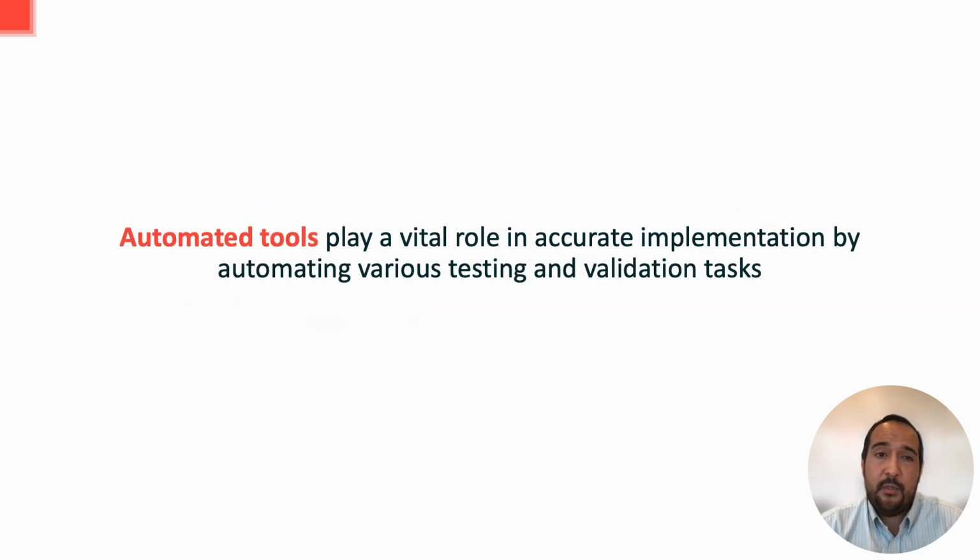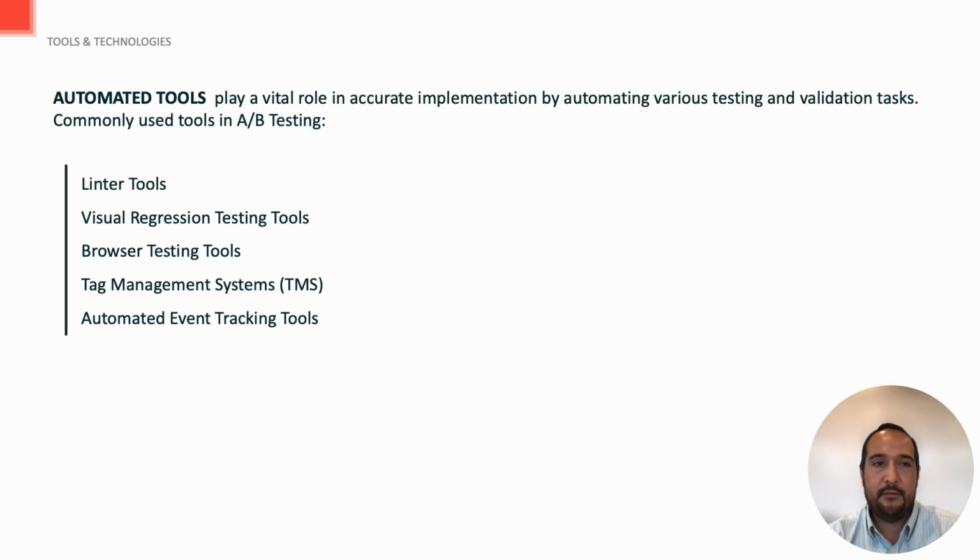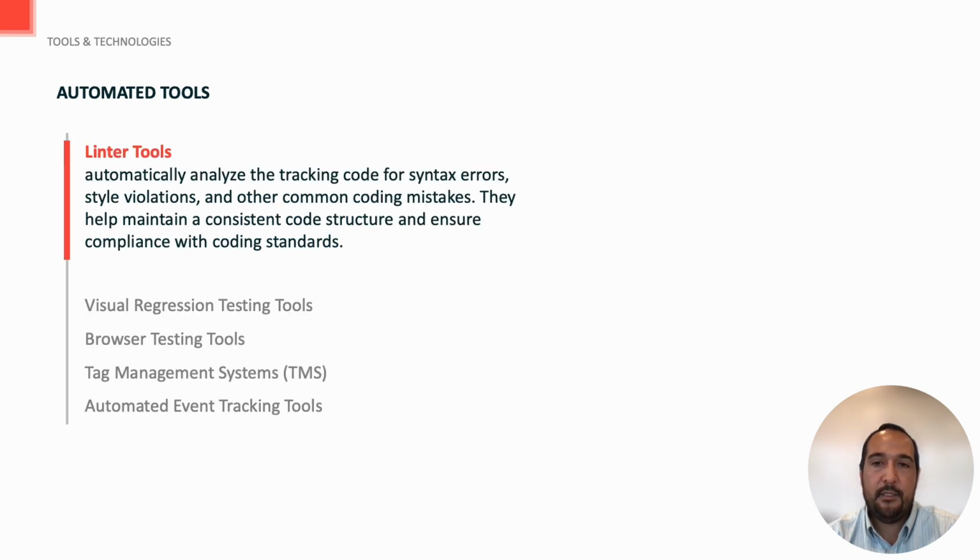Automated tools play a vital role in accurate implementation by automating various testing and validation tasks. At all costs, we want to try to remove the human element and automate our processes as much as possible. Some examples of testing tools include linter tools, visual regression testing tools, browser testing, tag management systems, and automated event tracking tools. Linter tools automatically analyze the tracking code for syntax errors, style violations, and other common coding mistakes. They help maintain a consistent code structure and ensure compliance with coding standards.